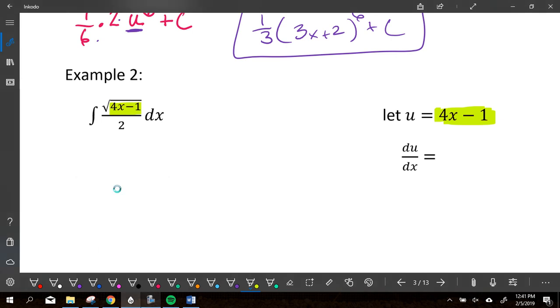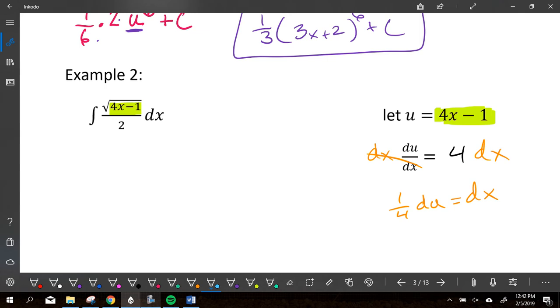Here we go. Let u equal 4x minus 1. Spencer, what is du dx going to be here for you? 4. And so when you solve for dx, you got to multiply both sides by dx. What'd you end up getting here for dx, Spencer? 1/4 du. He had to divide by 4, so 1/4 du or du over 4. All of those work.